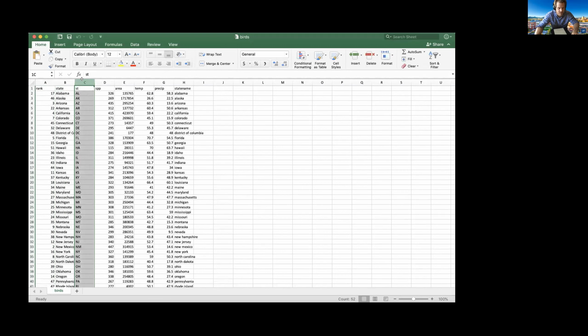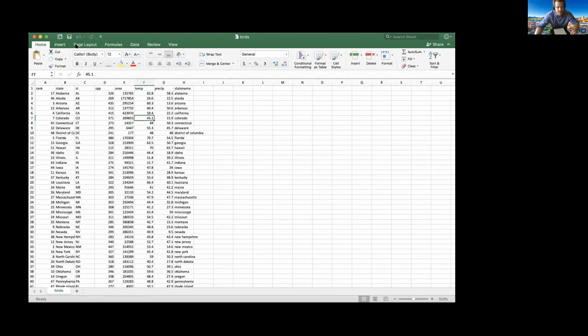We have state abbreviation, the number of species. This is our Y variable. The area, and this is in square kilometers, I believe. The average temperature, the average precipitation. So here's our 3 covariates. We have X1, X2, and X3. And here's our Y response. So these are the columns we're going to need.